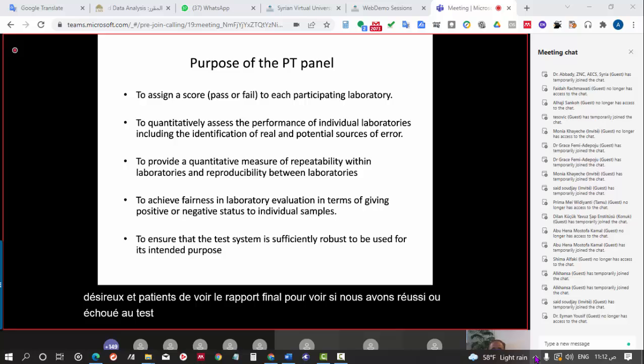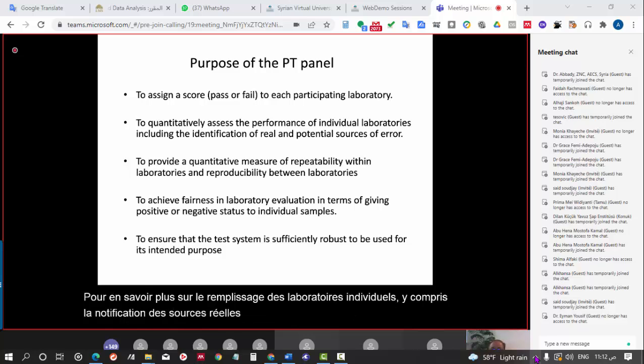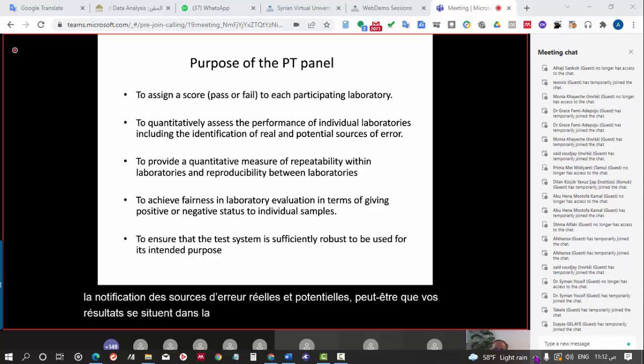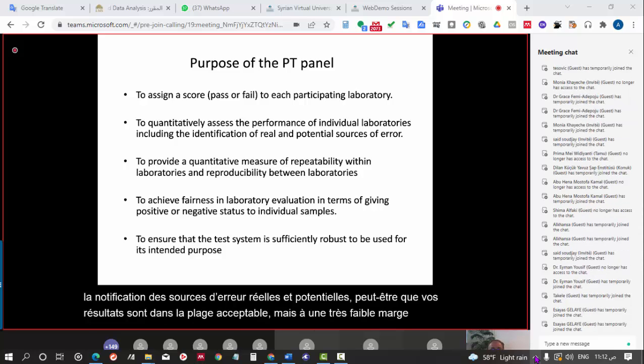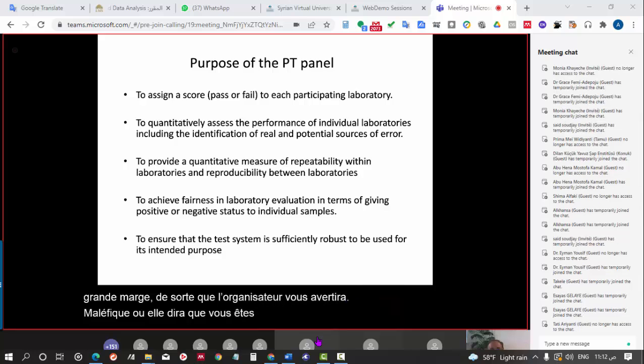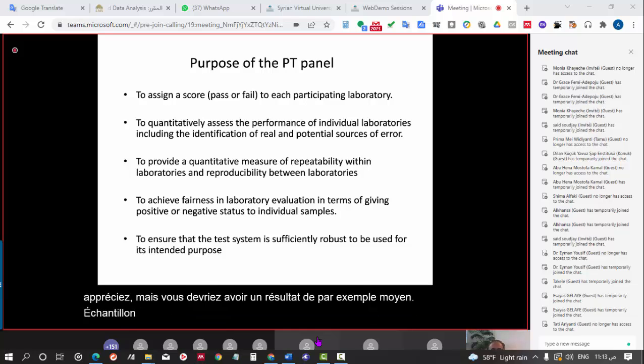But also to quantitatively assess the performance of individual laboratories, including the identification of real and potential sources of error. Maybe your result is within the acceptable range, but at the very margin. So the organizer will warn you, they will say, well, you are very close to the cutoff, and you should have a result of, for example, medium sample in meaning of how strong it is.